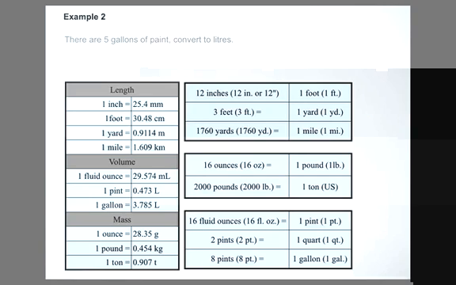Example 2. There are 5 gallons of paint. Convert it to liters. Go ahead and try to set up your own conversion using the tables that we have below. When you're ready, come by to check and see our solution.